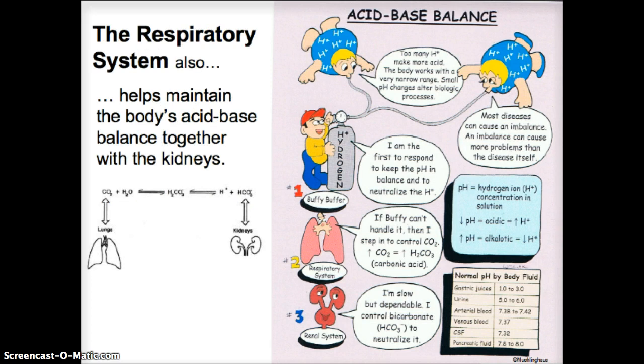It also has a very important function in maintaining the body's acid and base balance. It does that together with the kidneys. So this slide is actually very interesting, but basically the kidneys and the lungs work together, balancing the acids and bases in the cardiovascular system, which is very, very important.